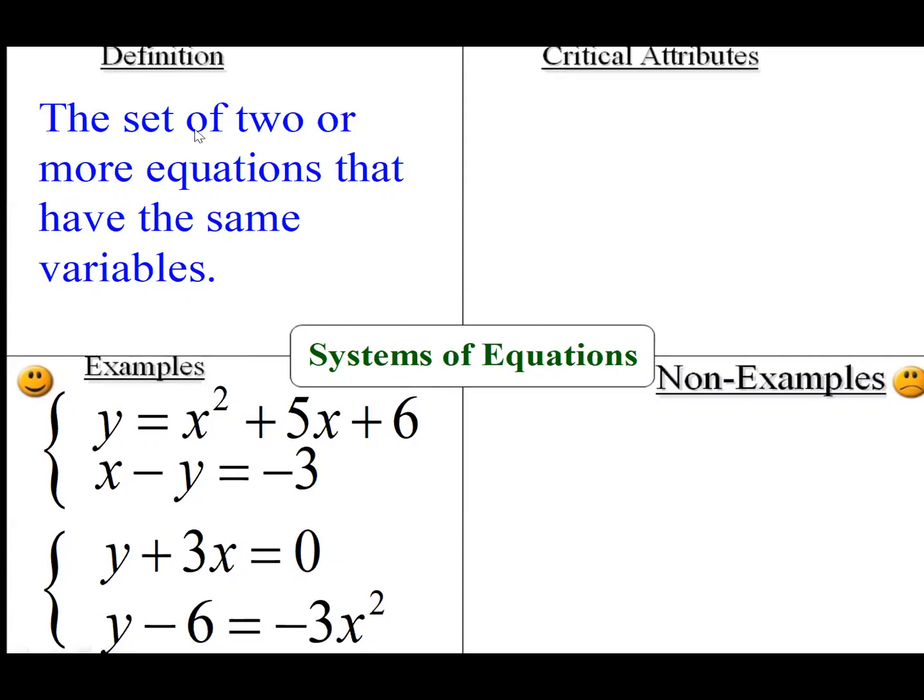So, once again, definition: set of 2 or more equations with the same variables. Let's look at the first example. Is it 2 or more equations? Yes. Do they have the same variables? Yes, x and y, x and y. Second example, 2 or more equations? Yes. Same variables? Yes. All right, copy this non-example: a set of x plus y equals 3 and a minus b equals 1. As you're writing it down, think to yourself, this is not a system of equations because blah, blah, blah.